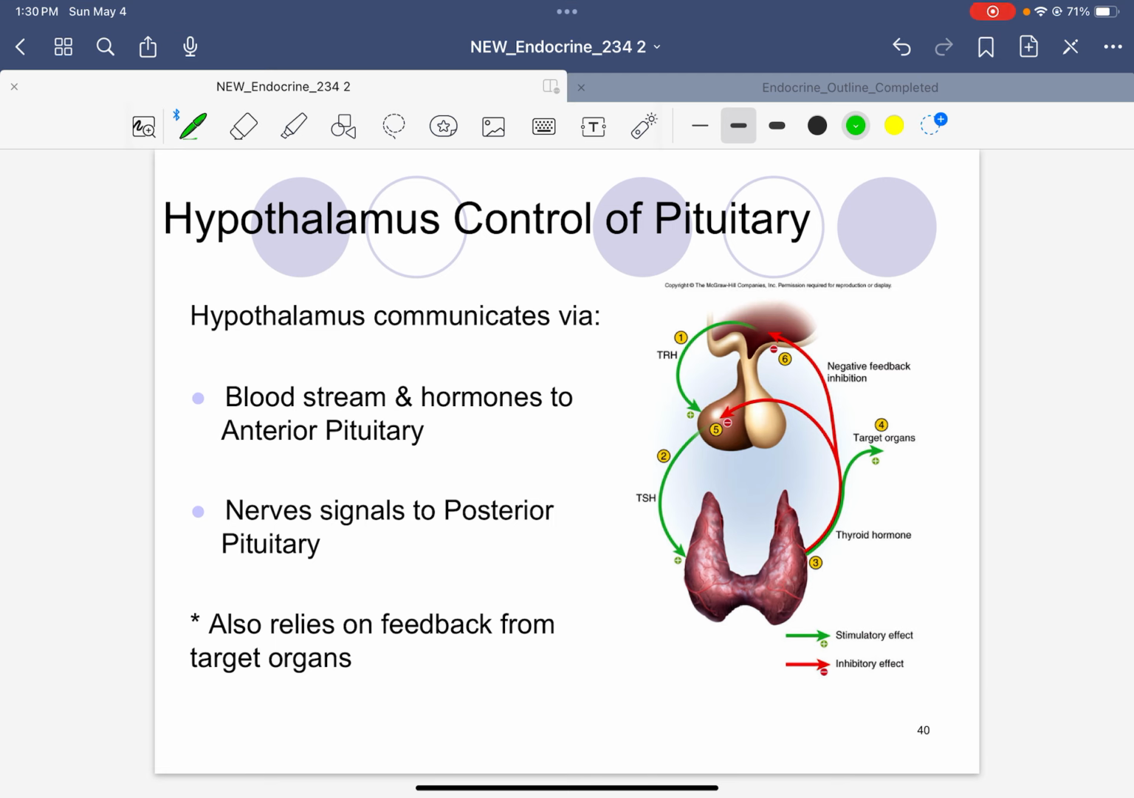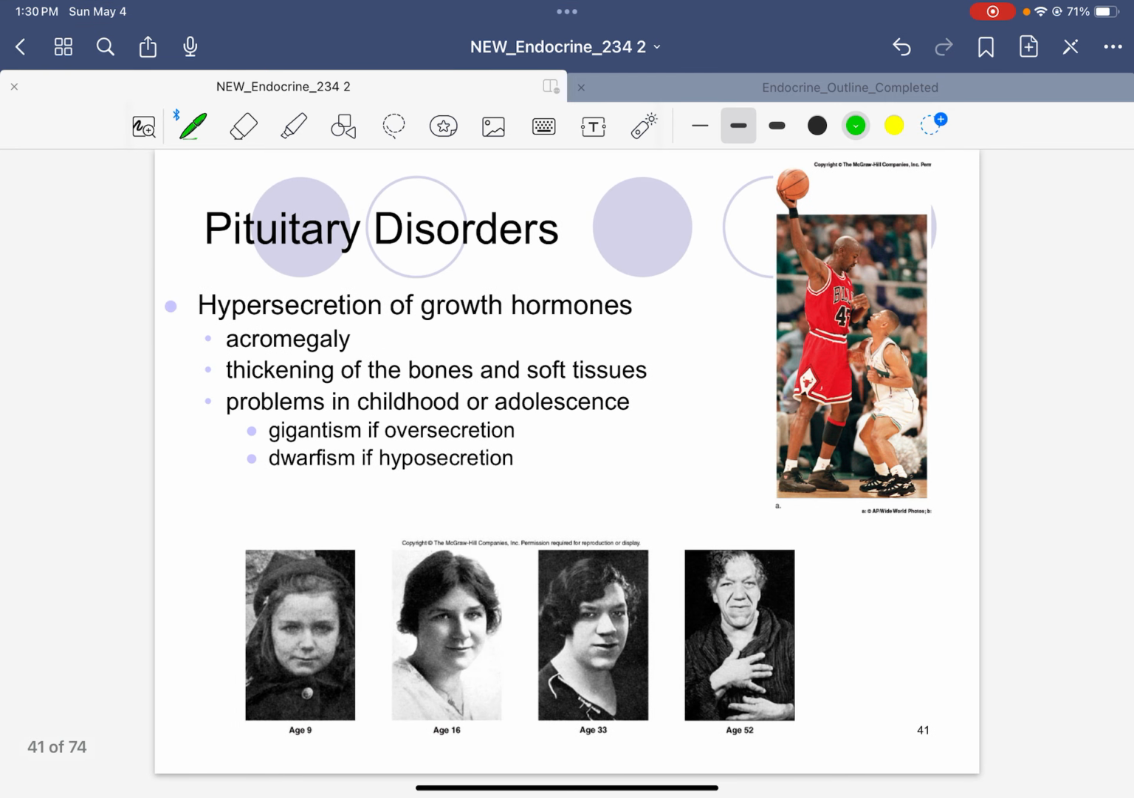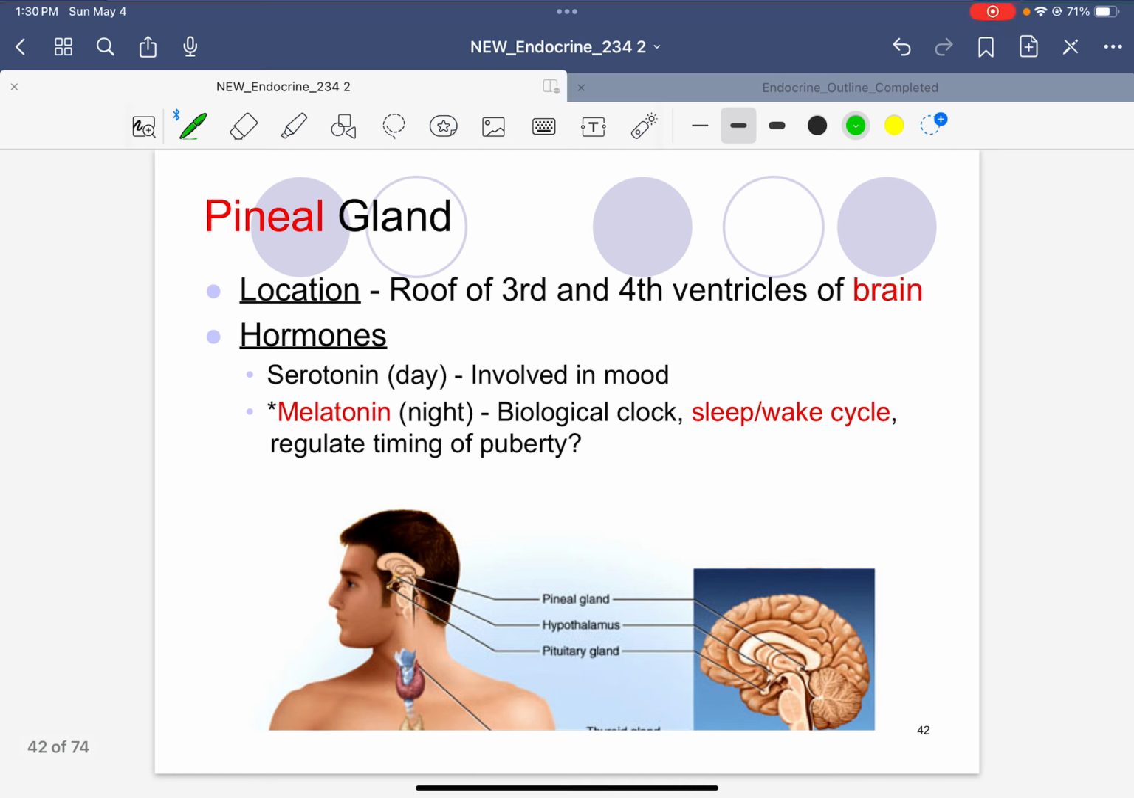You don't have to know this. For my nursing students, I do have them know this, but you don't. If you're interested, the posterior pituitary gland is controlled via nerves from the hypothalamus. The anterior pituitary gland is controlled by the hypothalamus through hormones and blood. You don't have to know that. Just extra in case. And here are some examples of pituitary disorders that you don't need to know. All right, we're going to bang these out.